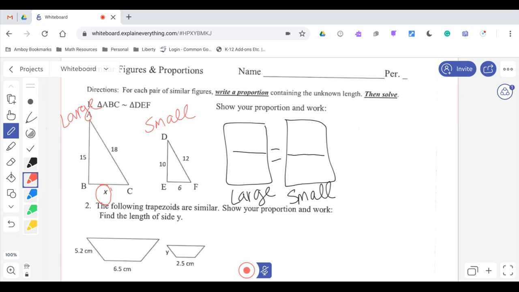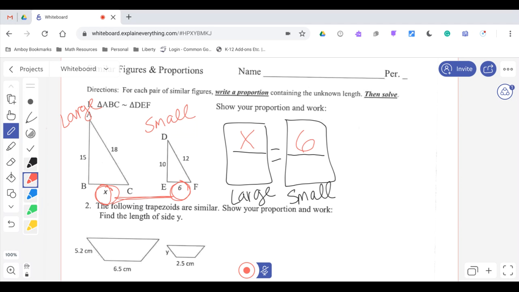So I know somewhere I need to have an X, and it's on my large triangle, so I might just put it here. You could also put it in the denominator. Now the X, I need the side that matches with it on the other triangle, which is going to be 6. Those two are matching together. So I need to make sure, since I put X on top, 6 also goes on top.